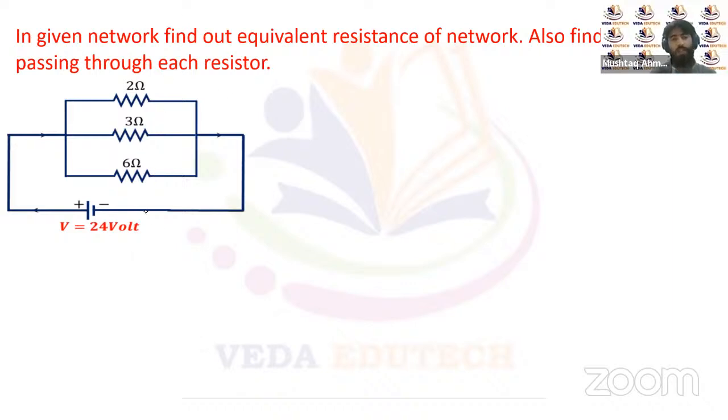We can see that the three resistors are in parallel, so their equivalent resistance will be given by 1 over R equivalent equal to 1 over 2 plus 1 over 3 plus 1 over 6. The LCM of 6, 3, and 2 will be 12... sorry, it will be 6, right? So we'll take the LCM equal to 6.